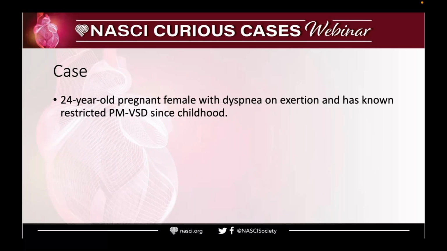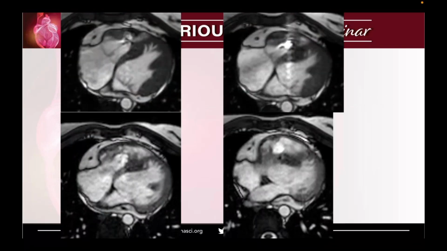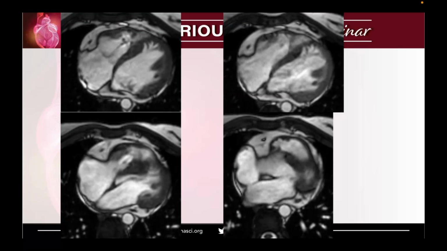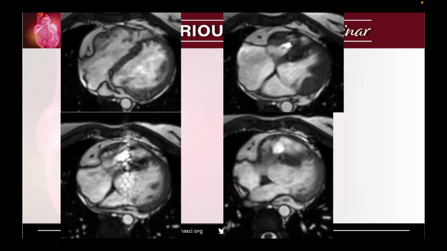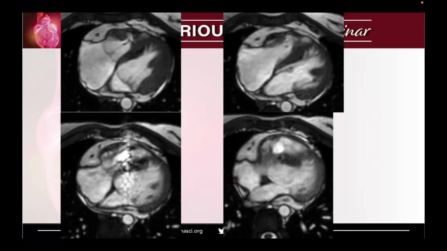This is a 24-year-old pregnant female who came with dyspnea on exertion, and she has been known to have a restrictive perimembranous VSD since childhood that was not affecting any functionality of the patient or any symptoms. And these are the steady state free precession 4-chamber views on multiple images. Do you see anything that catches your eyes?